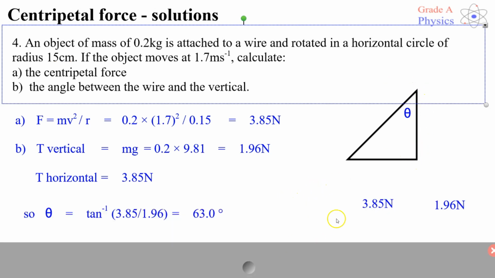So once we have these two, 3.85 is this value, 1.96 is this value, it becomes a straightforward SOHCAHTOA question. So we've got tan, and make sure you find the correct value. If you find this one down here, the angle from the horizontal, then you'd certainly lose a mark. It needs to be this value here, the angle between the tension, the wire, and the vertical. So it's going to be tan to the -1 of 3.85 over 1.96.